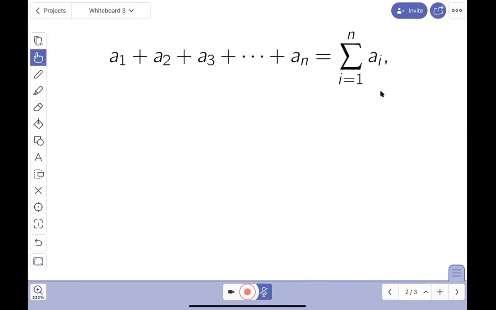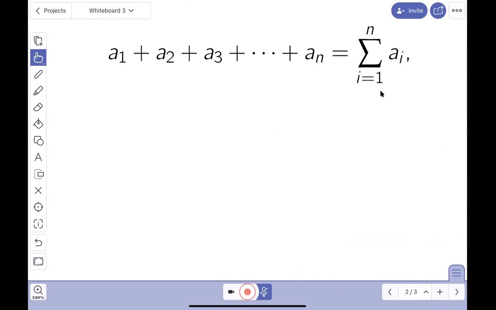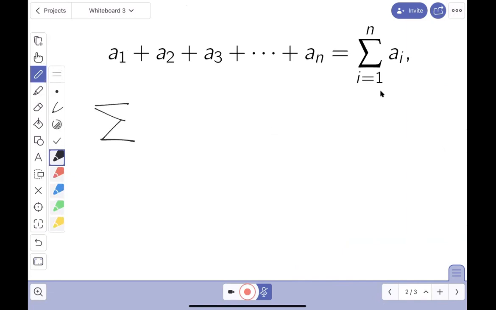All right, we're going to talk about this guy. One thing at a time. This letter here is from the Greek alphabet, and it's the letter sigma. i is a counting variable, and we're starting with 1. And we're going to stop at n.